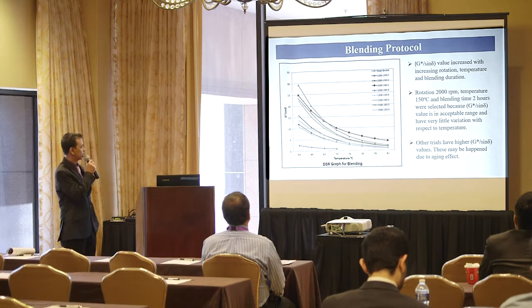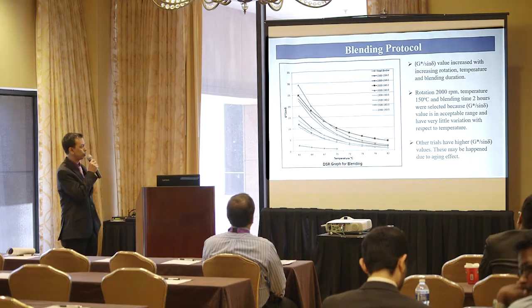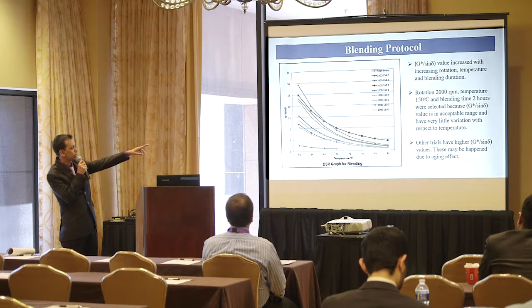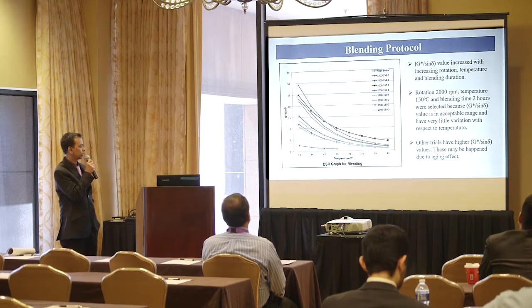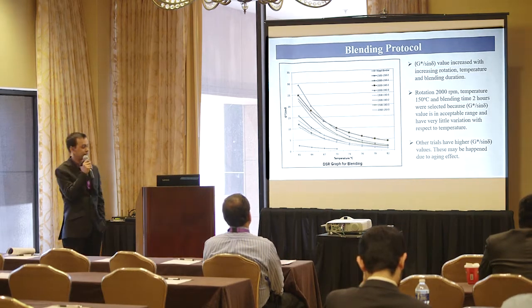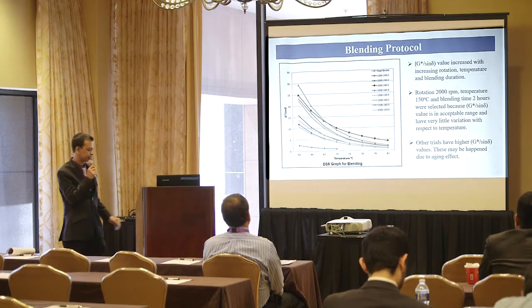This is the DSR graph. Basically, the G star and sin delta value increased when we increased the rotation, temperature, and blending duration. After that, rotation of 2000 RPM, temperature of 150 degrees Celsius, and blending time of 2 hours are selected because the G star versus sin delta value is nearly the same as the unmodified binder.